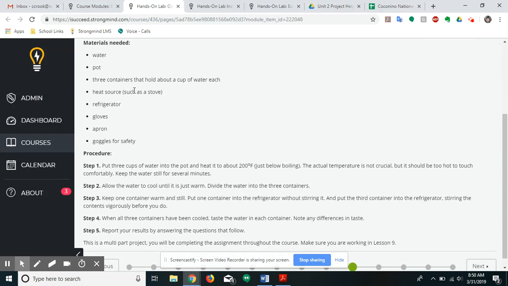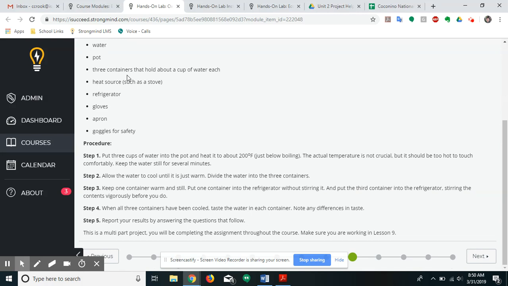Okay, so this one right here, you're going to have 3 containers that hold water. You're going to have a heating source. So this is all things you can do in your kitchen or in the microwave, even if you want just to heat it up. Basically, what you need to do is heat it up to about 200 degrees Fahrenheit. So this is just below boiling. Once it starts boiling or close to boiling, just take it off, okay?